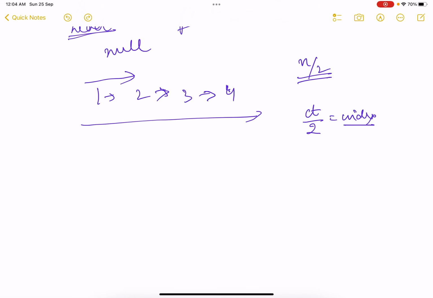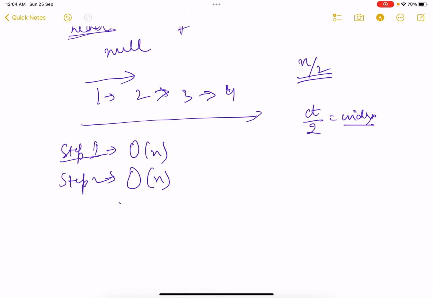So step 1 will be traverse and count the number of nodes, so that will be big O of n. And step 2 will be again traverse the linked list to half the size and delete that node, so again big O of n. So overall it will be big O of n, right? However, let's see whether we can improve it or not.